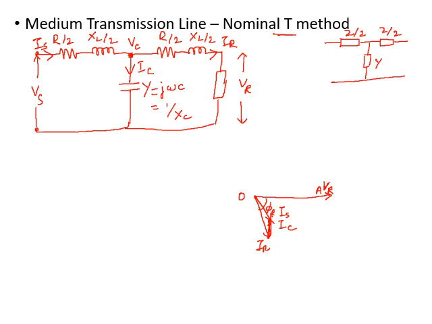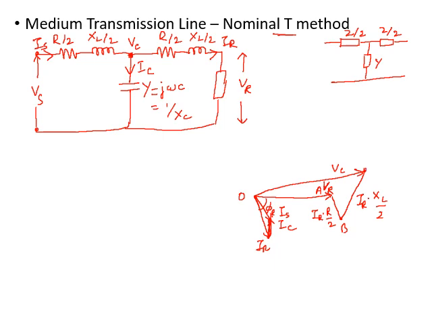So from VR, draw a line parallel to IR. So this is our IR into R by 2, the loss due to the impedance at the receiving end, that is the resistance at the receiving end. Then anti-clockwise at right angles, if this point is considered as B, from B we have the loss line due to IR into XL by 2 due to the inductive reactance. Then connect these 2 points which represents VC.